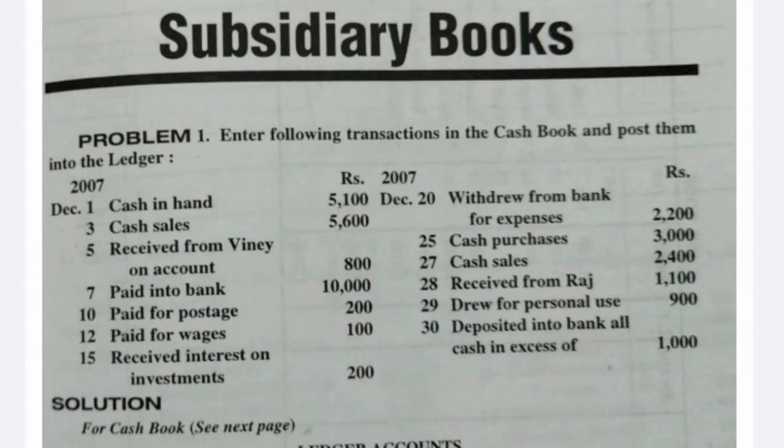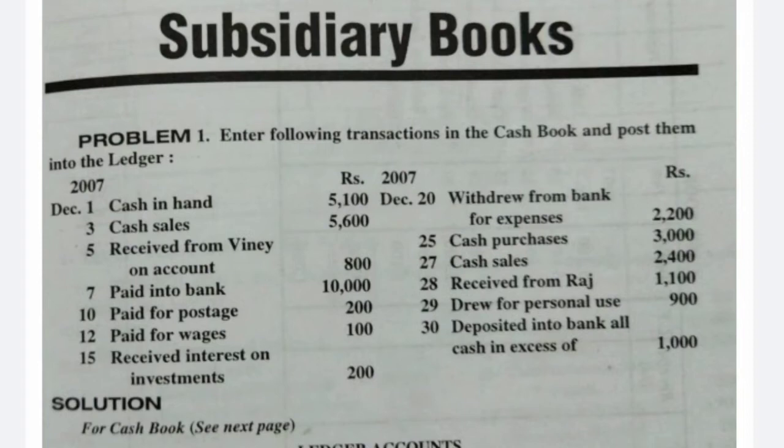If the cash account is on the credit side, you need to credit the cash ledger account with the respective debit item on the credit side. Okay, like this you need to do. The next transaction is withdrew from bank for expenses. We have withdrawn some cash from the bank for expenses, so cash is coming in. Cash account debit to bank account. Since the cash is on the debit side, to bank account will come on the debit side of the cash book.